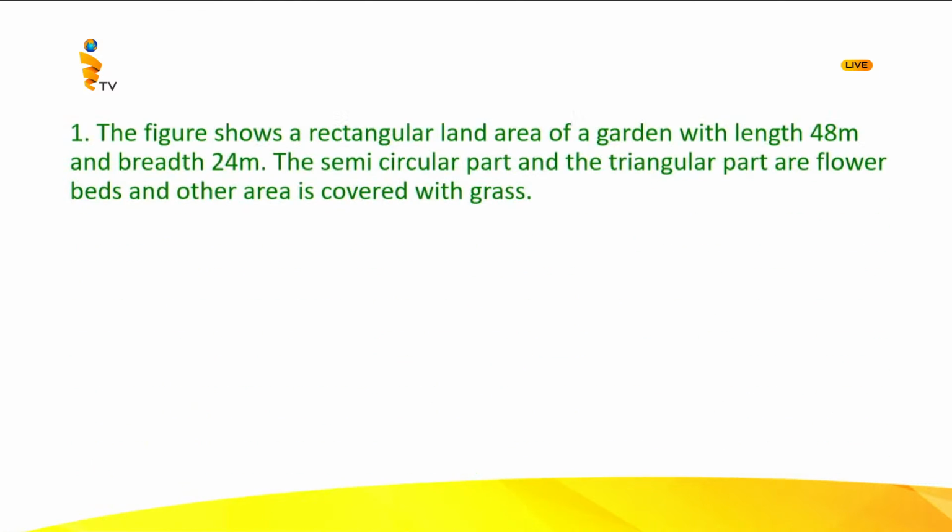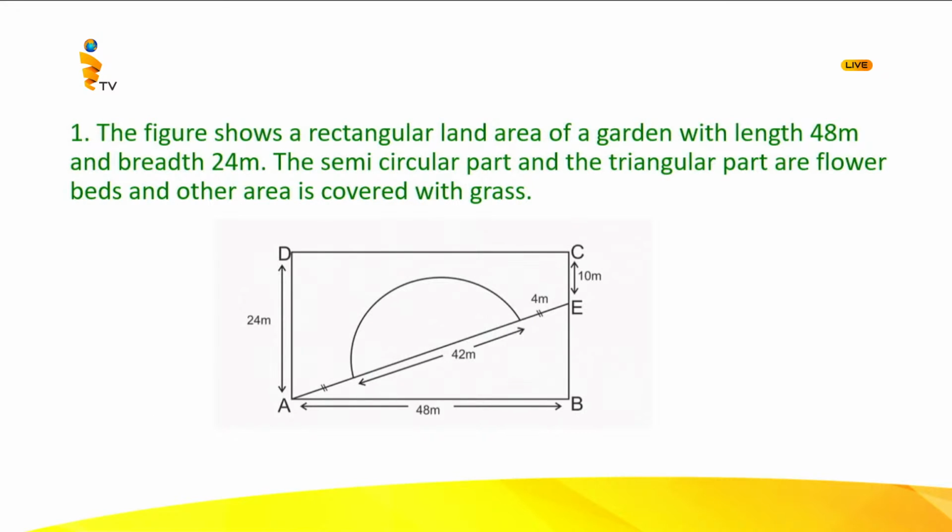The question is: the figure shows a rectangular land area of a garden with length 48 meters and breadth 24 meters. The semicircular part and the triangular part are flower beds and the other area is covered with grass. So they have given the diagram. You can see it is a rectangular shaped garden, and there is a semicircular part and a triangular part.